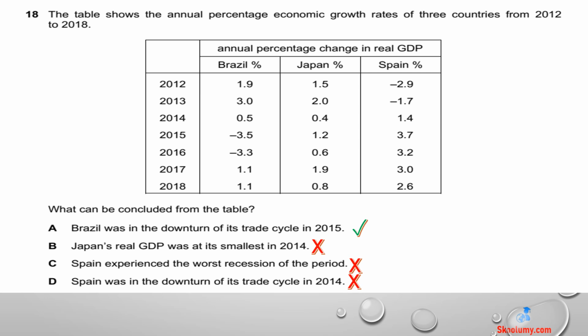B is wrong because the real GDP in Japan was not at its smallest in 2014. But the real GDP growth rate was at its smallest at 0.4%. C is wrong because the highest fall in real GDP in Spain is in 2012, minus 2.9%. Brazil experienced the highest fall in real GDP among the countries, minus 3.5% in 2015. D is wrong because Spain has a positive growth rate of 1.4% in 2014. It would have been negative if there was a downturn.